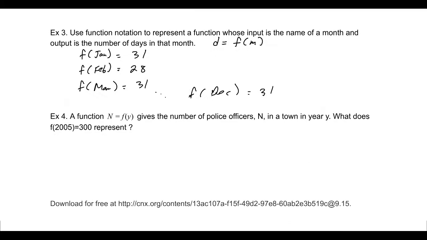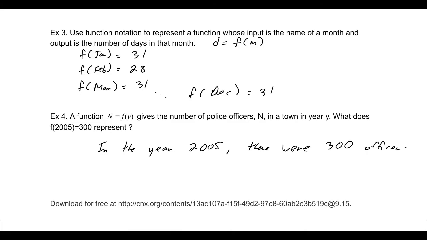Example 4, a function n equals f of y gives the number of police officers in a town in year y. What does f of 2005 equals 300 represent? Well, that means in the year 2005, there were 300 officers in that particular year.